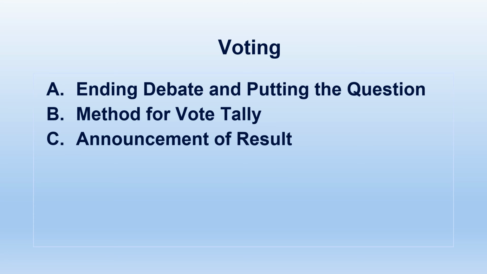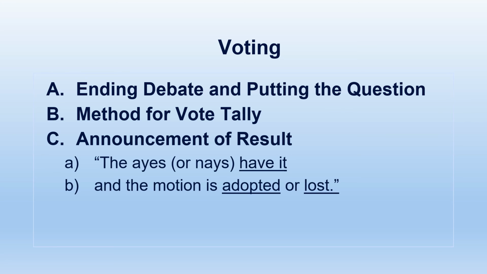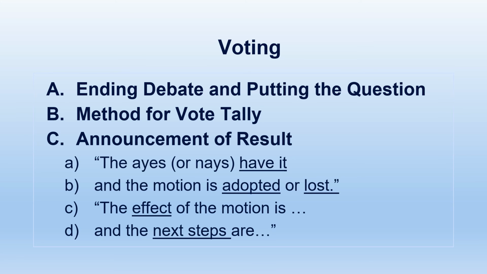The presiding officer then announces the result, and there are 4 components of this announcement. The first is to indicate which side has it. Next, whether the motion has been adopted or lost. And this is followed by what the effect of the motion is, and finally what the next steps are. Note at this stage, the chair should immediately transition to the next order of business or risk individuals sidetracking the meeting by wanting to discuss or debate the topic further.